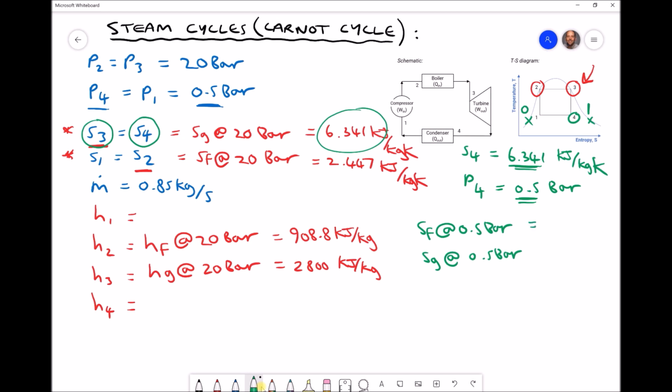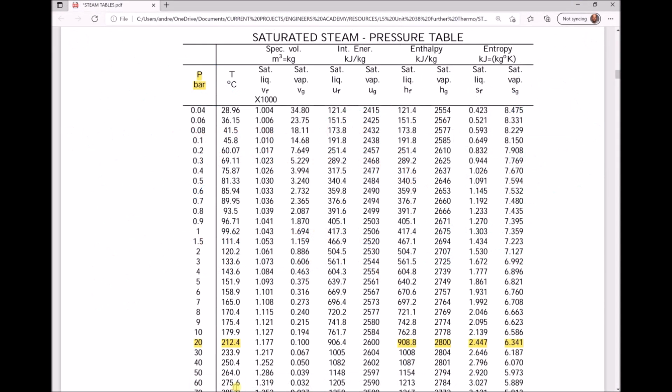So, SF and SG at 0.5 bar, we can look those up in our steam tables. This time then, we're referring to 0.5 bar, or our condenser pressure. Once again, I'm going to highlight our enthalpy values because they're going to be used later. And I'm also going to highlight our entropy values. We have an SF value of 1.091 and an SG value of 7.594. Let's transfer those across and determine our dryness fraction.